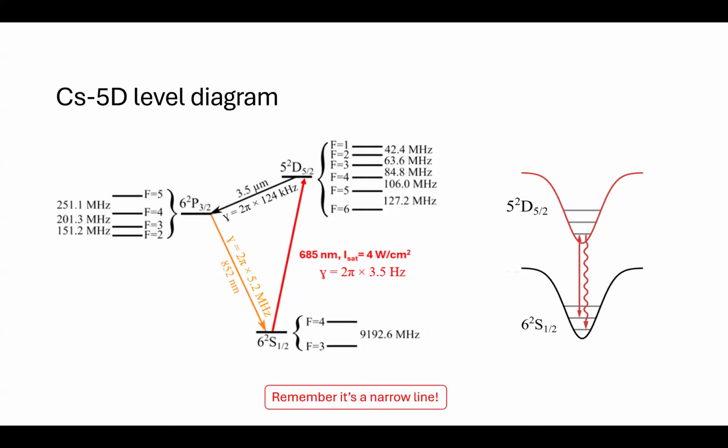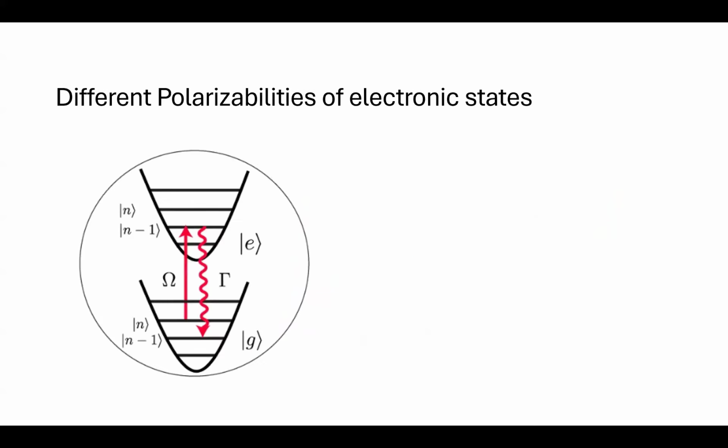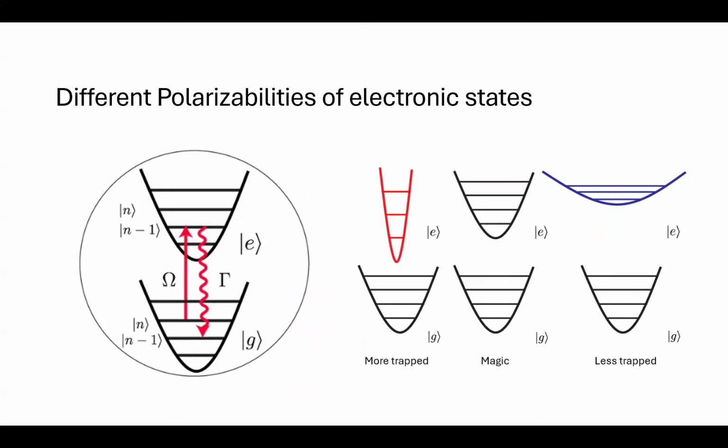The shape of the potential depends on the polarizability of the atom in that level. So if your excited state 5d 5/2, imagine that has a different polarizability compared to 6s 1/2, then the shape is going to look very different, and even the spacing is going to change in the excited state compared to the ground state. So the realistic picture is, this is an idealistic picture where you see the potential is exactly the same for excited and ground state, but the realistic picture looks something like this.